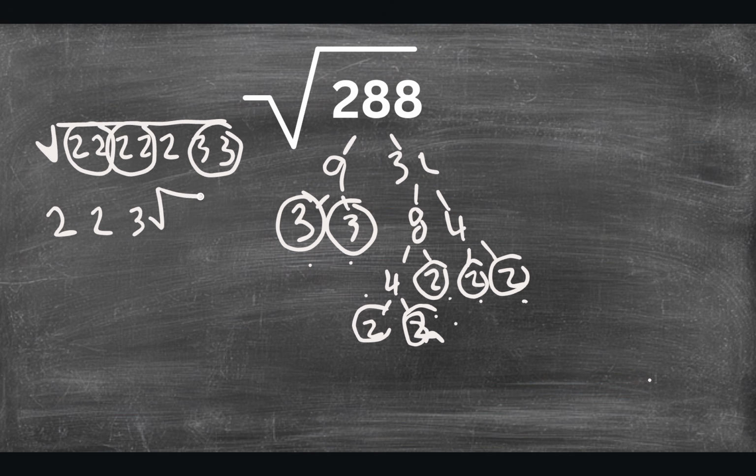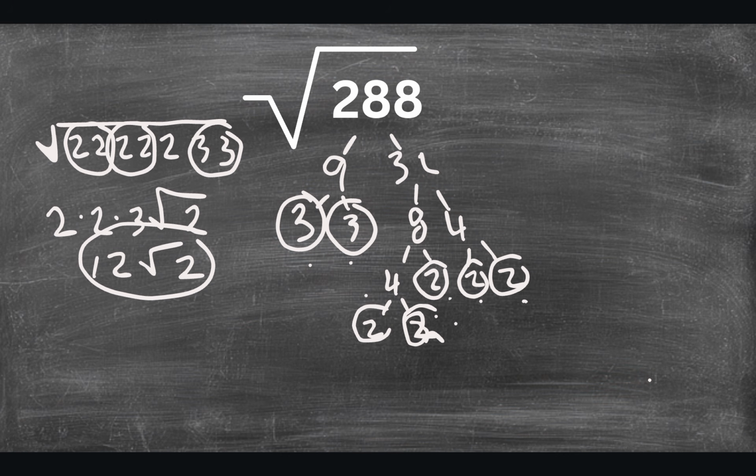And then it looks like we still have a 2 underneath the square root sign. Then we can multiply these numbers. 2 times 2 is 4, and 4 times 3 is 12. Square root 2. So there is simplified.